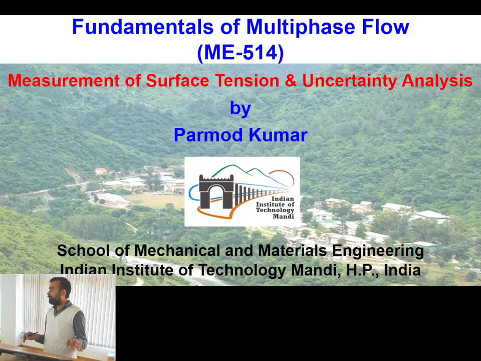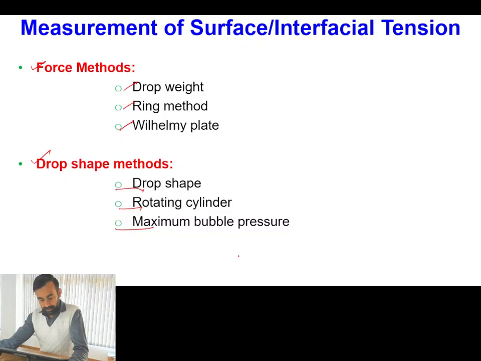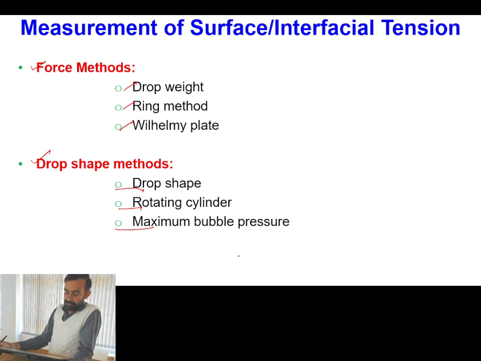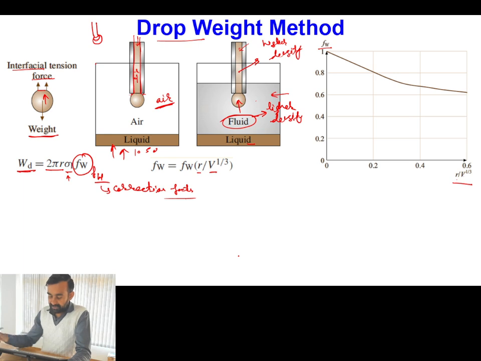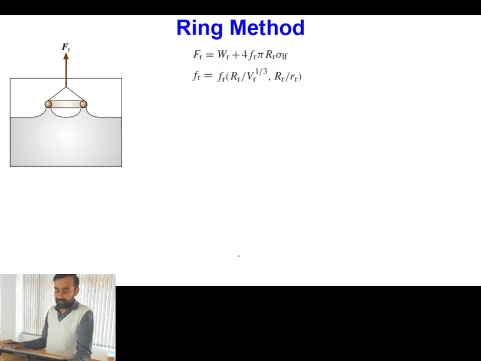Okay, so we have been talking about measurement of surface tension. We discussed that surface tension can be measured by using two categories of methods, force methods and drop shape methods. In terms of force methods, we have discussed the drop weight method. Now we will continue our discussion on the ring method.